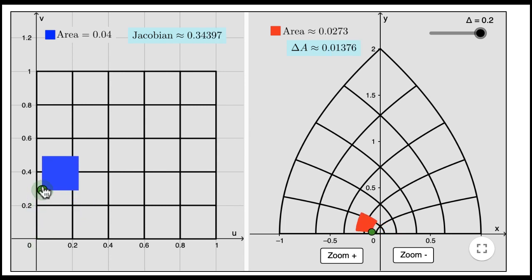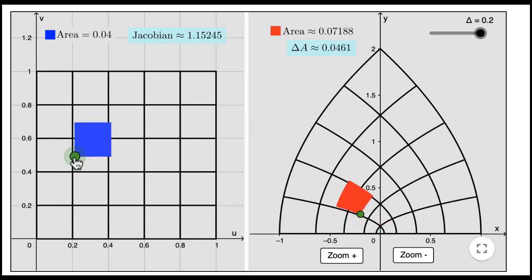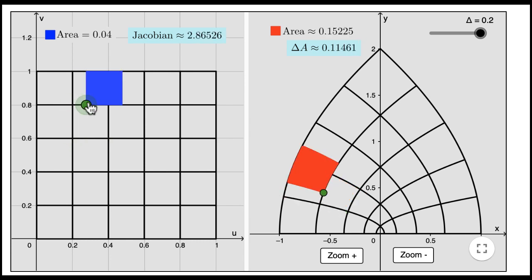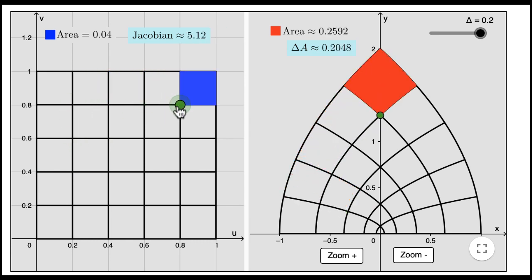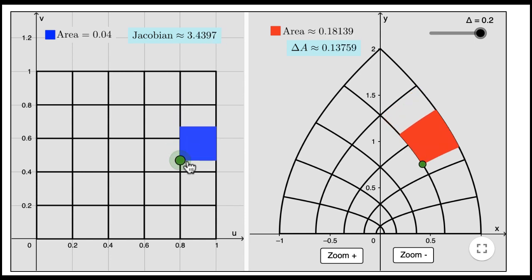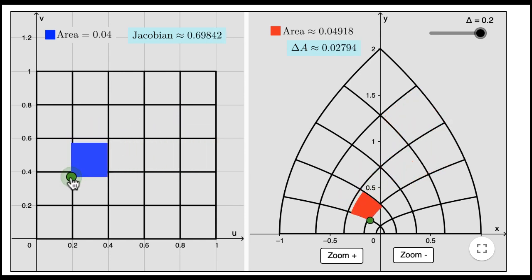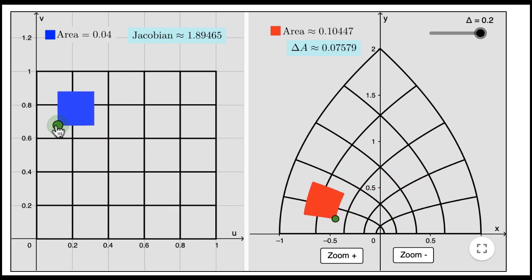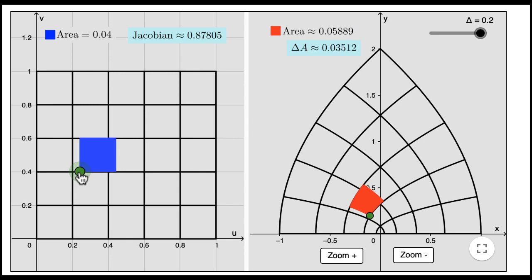So you see, if you move these blue squares, the blue squares on the UV plane always have the same area, but their transformed versions have different areas, and so the Jacobian takes care of rescaling the areas so that they match up in the end.